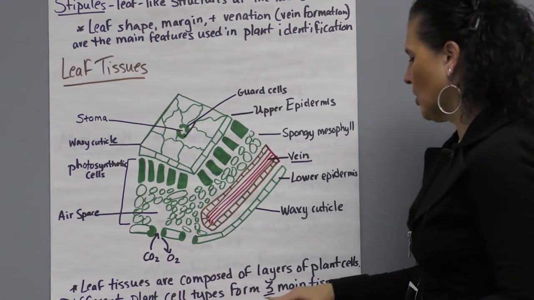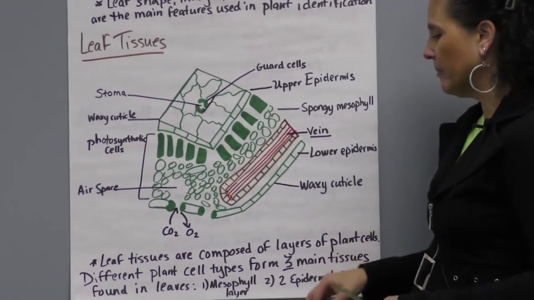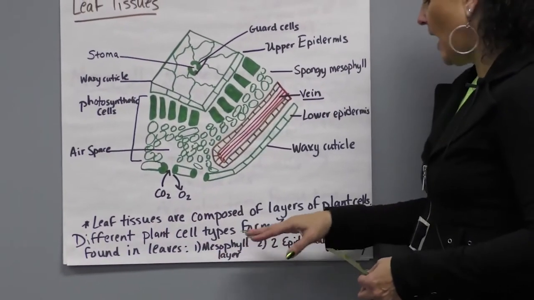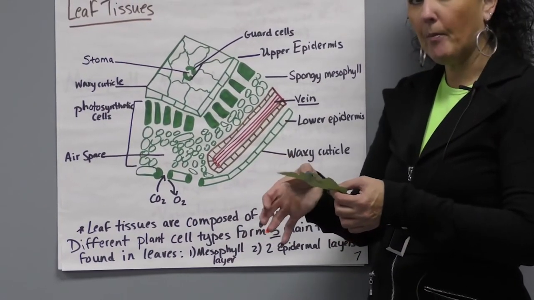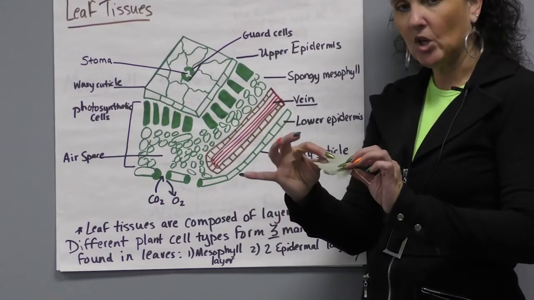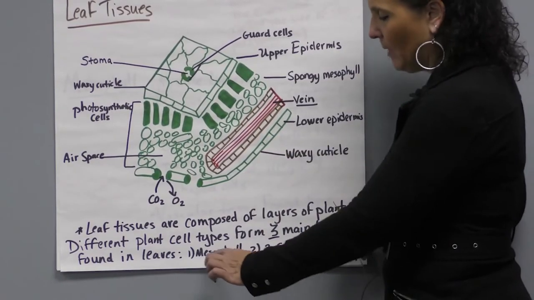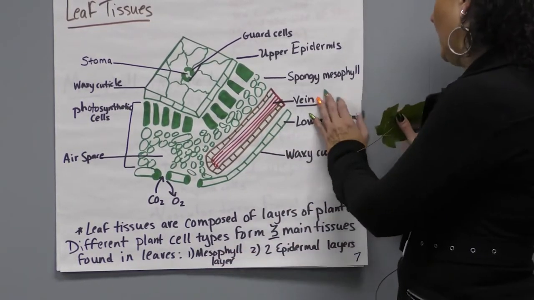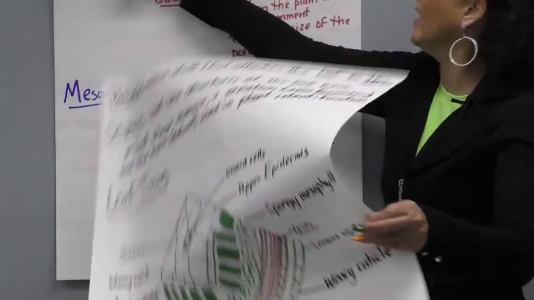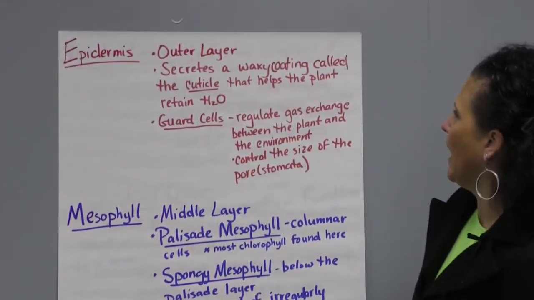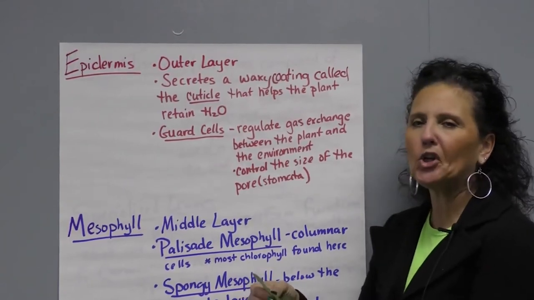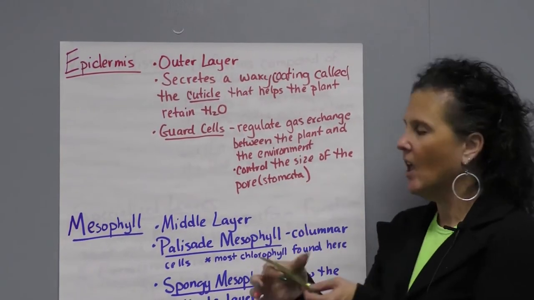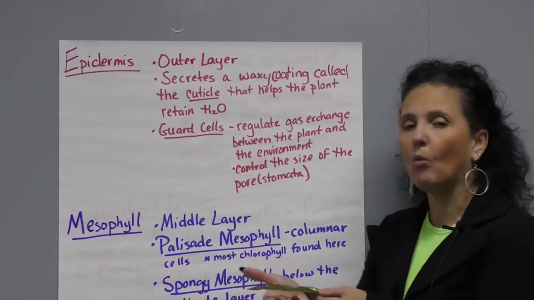So leaf tissues are composed of layers of plant cells. And different plant cells have types from the three main tissues. We have the upper epidermis, the lower epidermis, and the one in the middle, meso means middle, the mesophyll layer. If we break that down, the epidermis is the outer layer, and that's going to secrete that waxy coating that you feel. It's called a cuticle, like on your fingernails. That helps the plant to retain water.